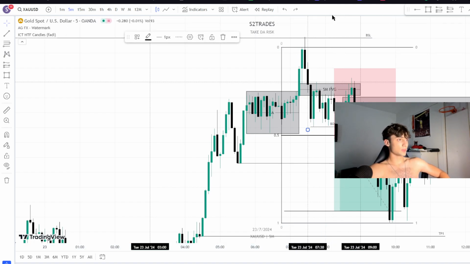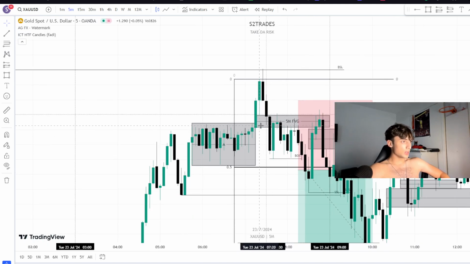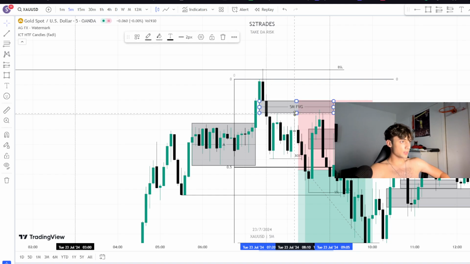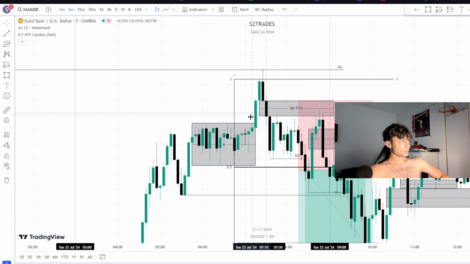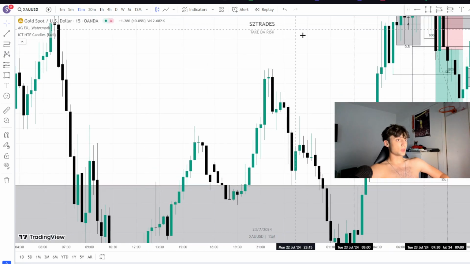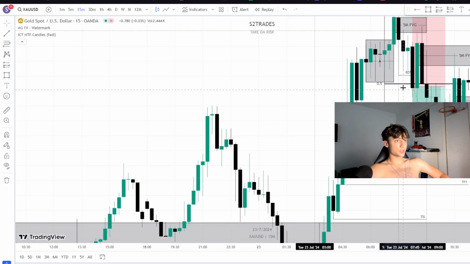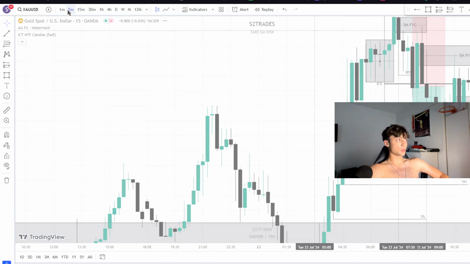Wait, correct. I think I actually moved this down. It formed an FVG right here. So we're looking for sells. It hit it off. It inversed that fair value gap. It inversed this fair value gap. And it broke structure on the 15 minutes as well. So I waited for the 15-minute break of structure. I sold right off the candle close.